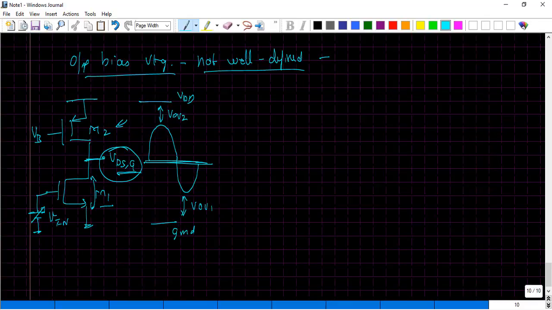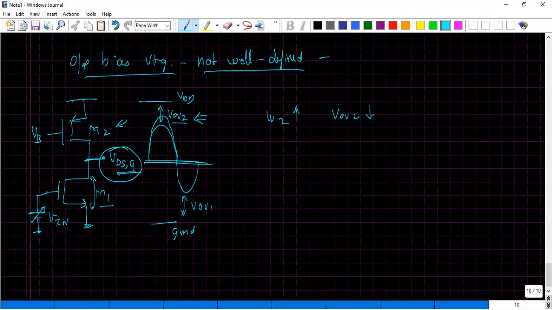Now regarding the other end, let us assume I want to reduce the VOV2 value so that the output maximum can go almost all the way to the value of VDD. This could be done just by increasing the value of W2. Increasing W2, for a given current, would reduce the requirement of VOV2.